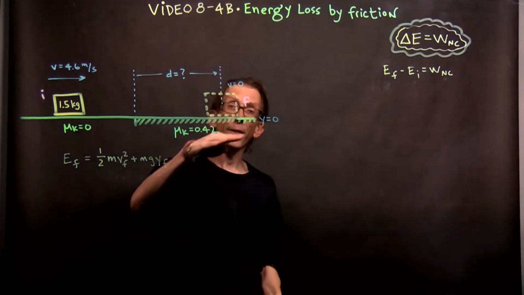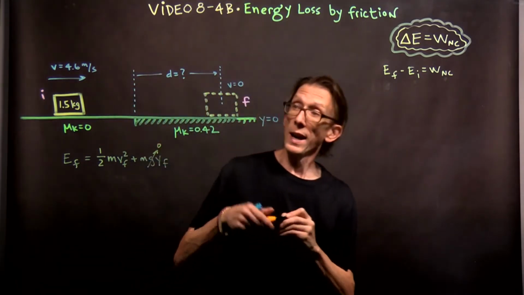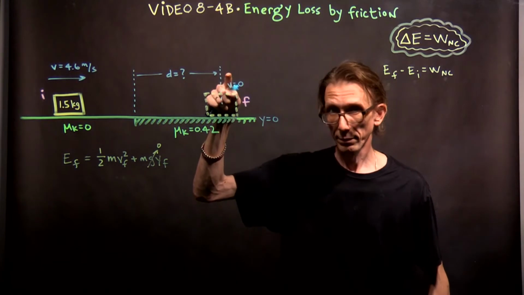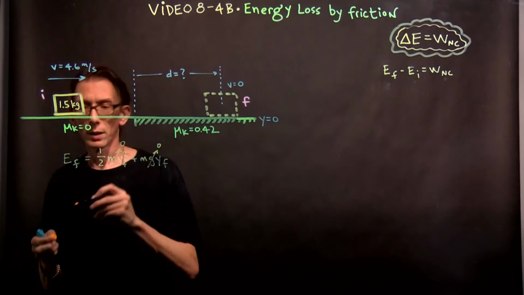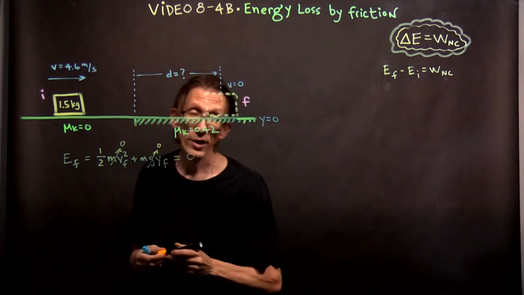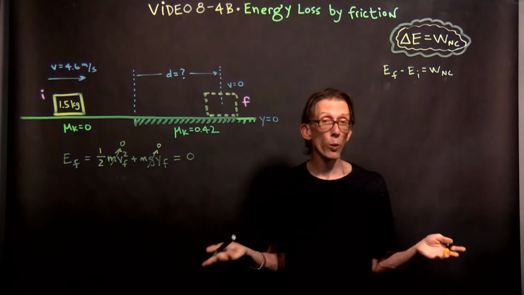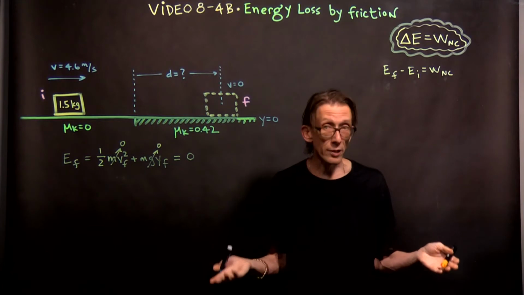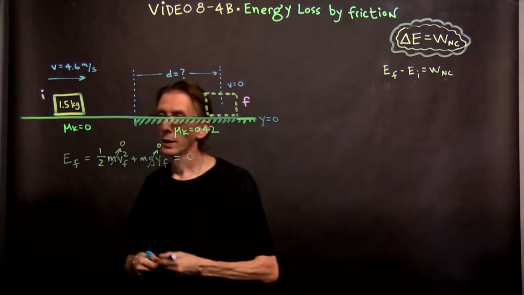But look, we've already defined the height of the block to be 0, so this is 0. Also, at the end, the velocity is 0. So there's no kinetic energy either. So look at that. We have 0 final energy. That's a perfectly reasonable, cool number to have. So don't be worried if you're working a problem and you get 0 for an energy. That's legit. So EF is 0. How about for EI?